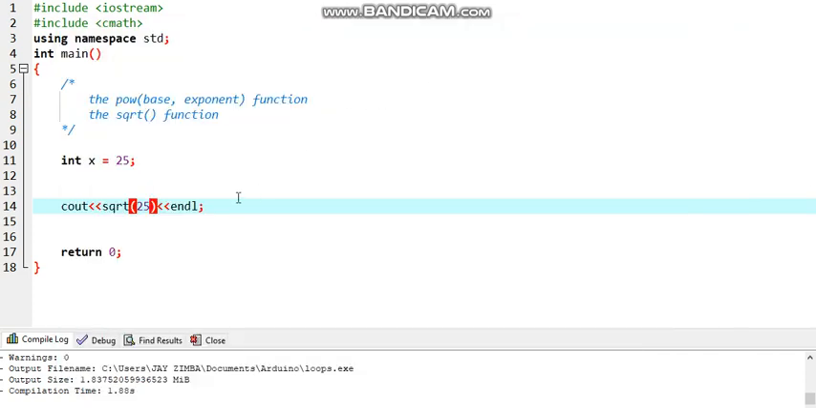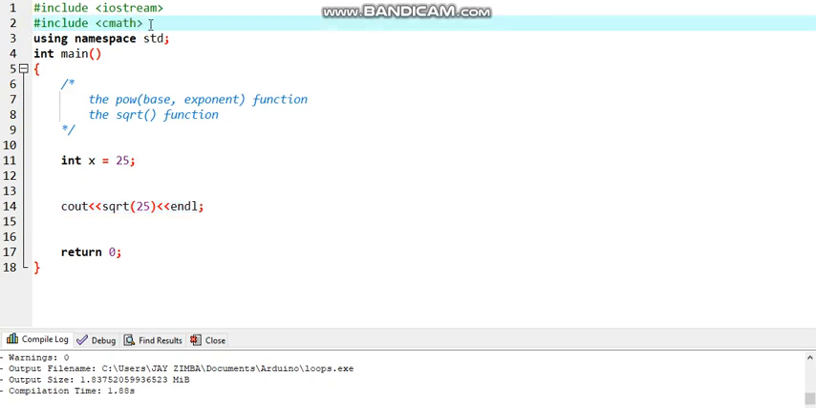Okay, so these are the two functions that we wanted to do in this video. Make sure before you use these functions, include the cmath header file.